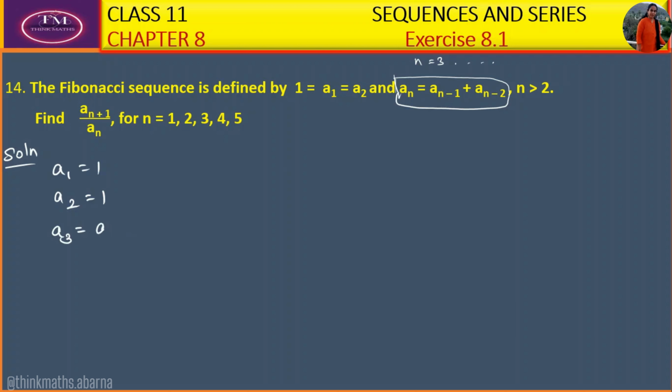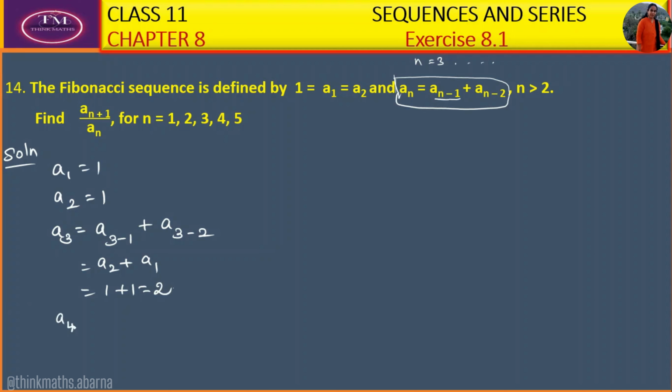A3 is A3 minus 1 plus A3 minus 2. So, A2 plus A1. What is A2? It is 1 plus 1 which is equal to 2. So A3 is equal to 2.